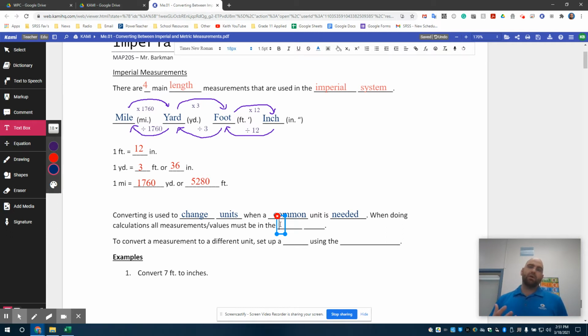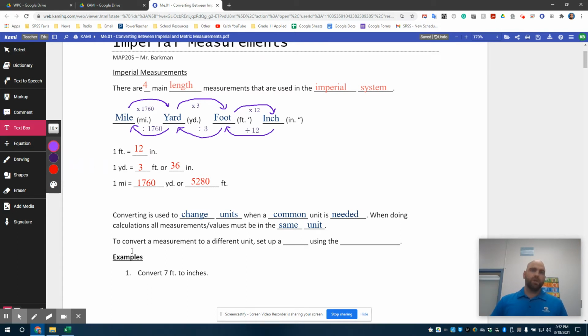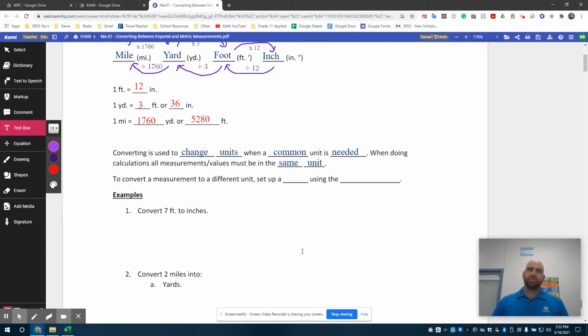When doing any calculations, okay, especially when we talk about area and volume, all the measurements or values must be in the same unit. Okay? It must be in the same unit. We're going to be taking a look at some examples of that coming up in just a little bit, or a little bit farther down in this lesson. To convert a measurement to a different unit, we're going to set it up as a ratio using the conversion rate.